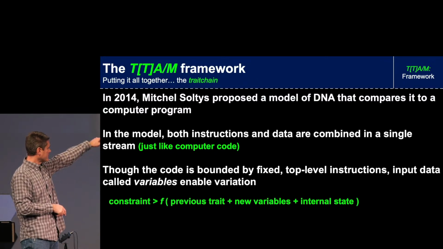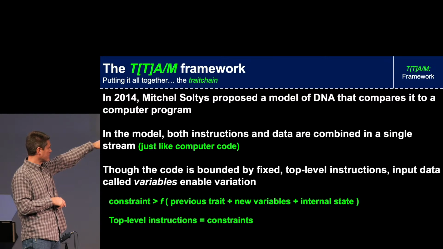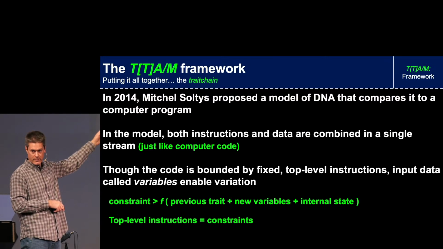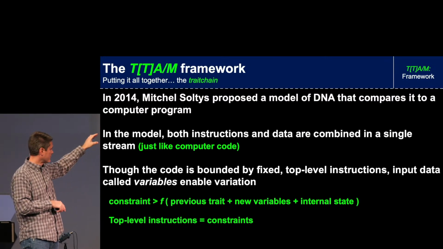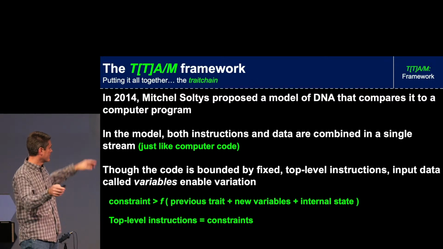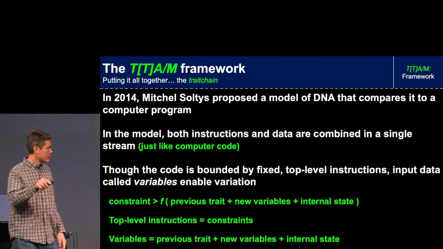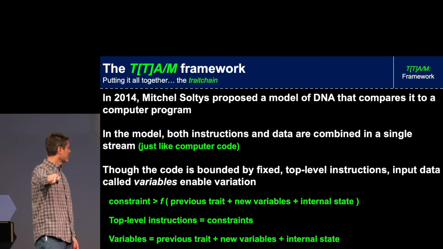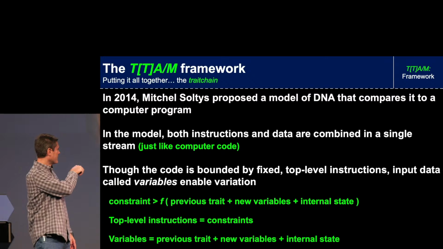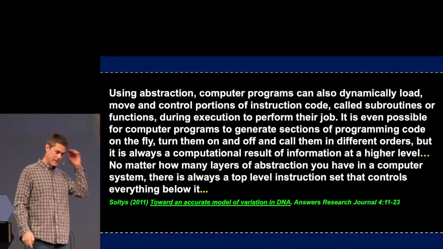We have a constraint, and those variables, the formula you just saw, in this case, constraint equals top-level instructions, what he's talking about. So this is constraint, a constraint function, and the variables he's talking about are the previous trait, new variables, and internal state. So here's what he says about his model.